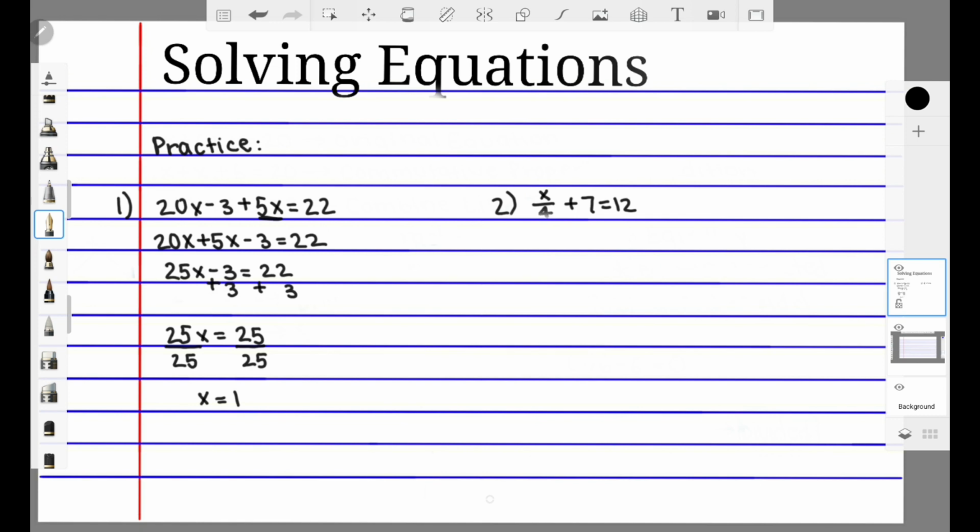Now for number 2. This one might look a little bit tricky, but there's not much to it. The first thing we need to do is get rid of the 7 by subtraction property of equality. So we have x divided by 4 equals 5. Now we can isolate the x. And like I said before, if something is being divided by 4, to get rid of this, we just need to multiply it by 4, because multiplying is the opposite operation of dividing. So now we have x is equal to 5 times 4, which is 20. By simplifying, our answer is x equals 20.